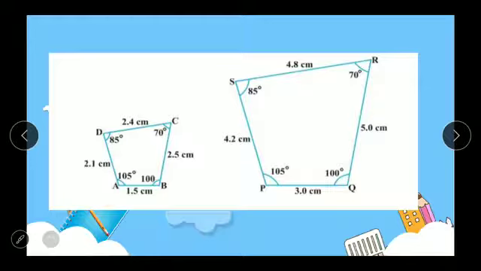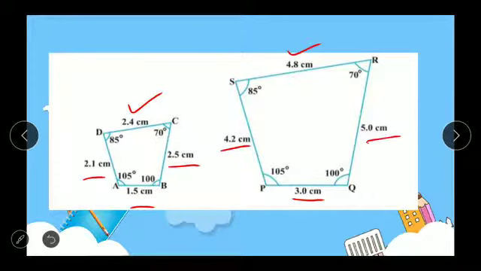Hence their corresponding angles are equal, and the sides AB and PQ are in the ratio 1.5 and 3, they are in the ratio 1:2. Then 2.5 and 5, 1:2. Again 2.4 and 4.8 is 1:2. And the ratio of 2.1 centimeter and 4.2 is also 1:2. Hence these two polygons are similar.